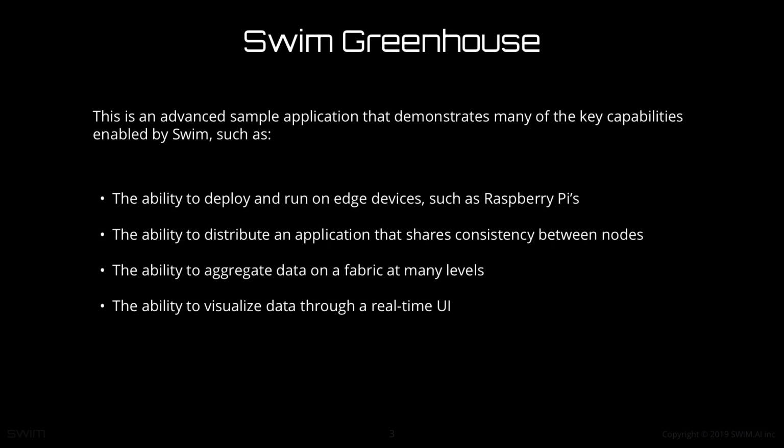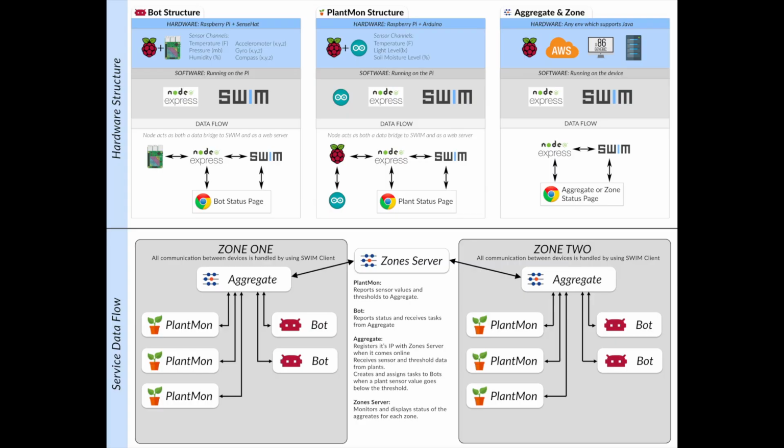The greenhouse itself is comprised of several devices. Each device essentially is a Raspberry Pi. It doesn't have to be a Pi on all of them, but they're all essentially a Raspberry Pi. All of them are running just a standard Debian, and then on that we run Swim and we run Node.